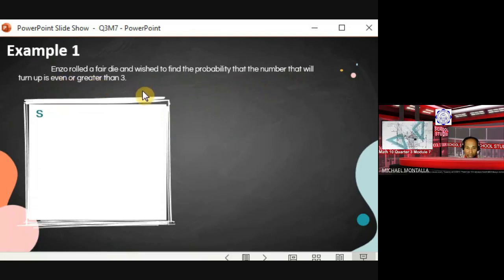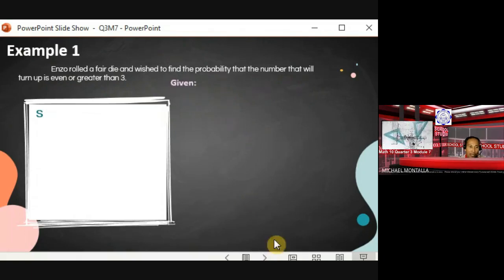greater than 3? Okay, pansinin mo, Julian, magulo yung tanong eh. Ang tinatanong hindi lang even number or greater than 3. Okay? So, pag ganyan yung question, kailangan na medyo mag-iisip ka ng malalim. Okay? You are going to have two events here. Nagkaroon ka ng dalawa, yung para sa even number at yung isa naman para sa greater than 3. So, it means to say, gagawa ka ng two events.